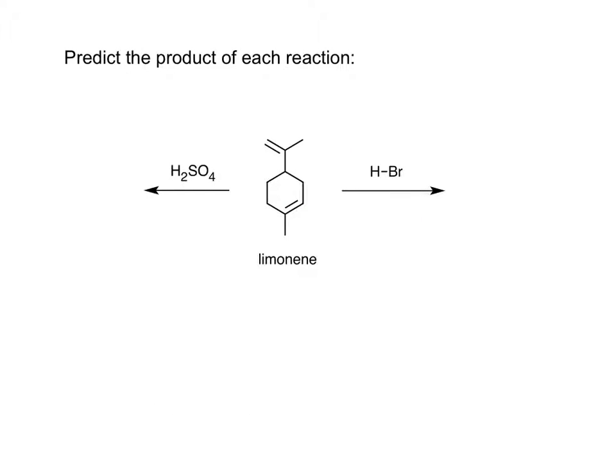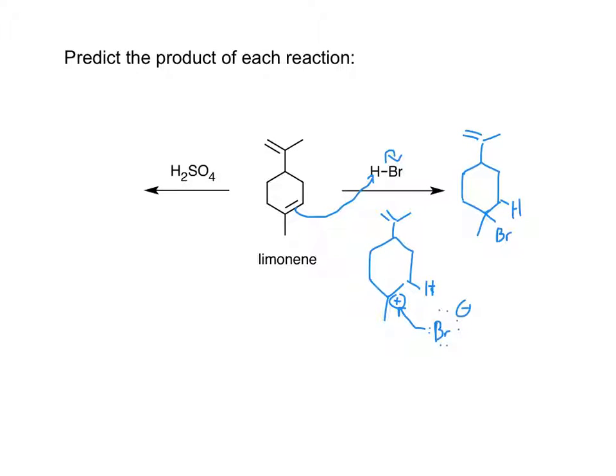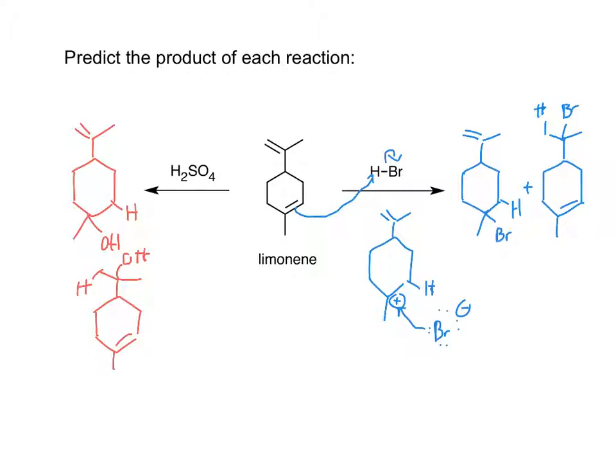Let's practice. Stop the video and predict the product of each reaction. Limonene is the substance found in lemons and oranges, which gives those fruits their distinctive flavor and taste. So here are the answers. Another product can form, and for the reaction of limonene plus sulfuric acid, the products are. Practice using those curved arrows to show how those products form.